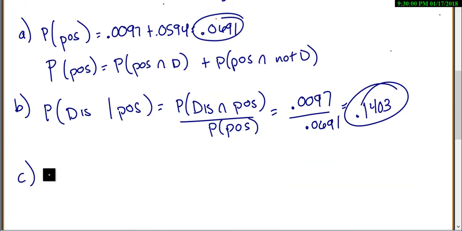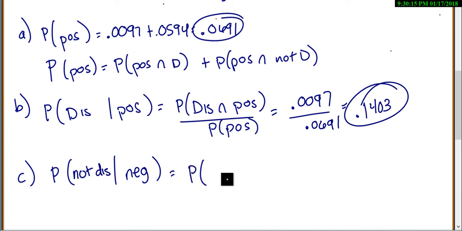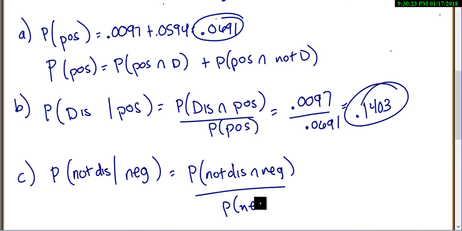Finally, for C, if your blood test is negative, what's the chance that you do not have the disease? So if you get a negative test result, what's the chance that you do not have disease? We'll do the same kind of setup. Let's look at the probability of the intersection, so not disease and negative, divided by the probability of what you're given.